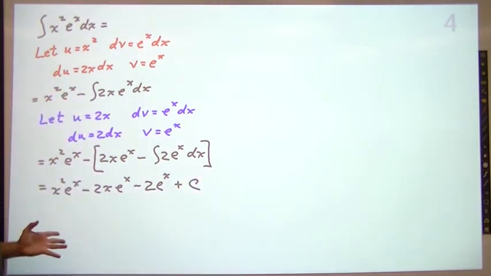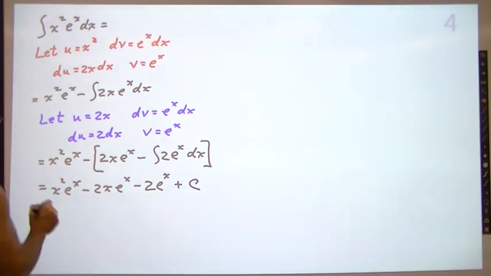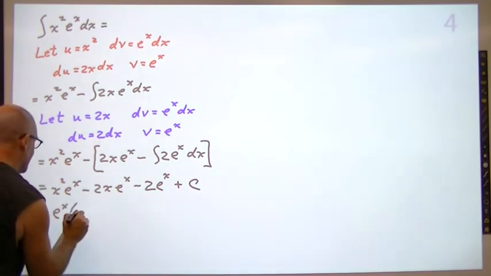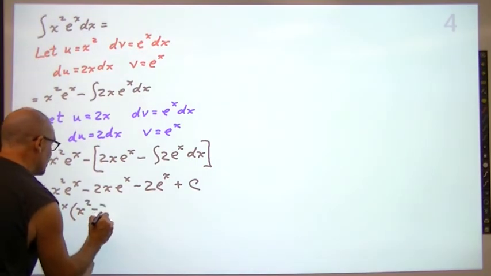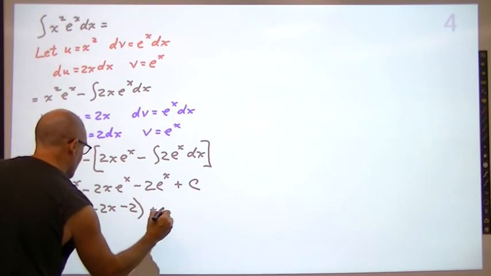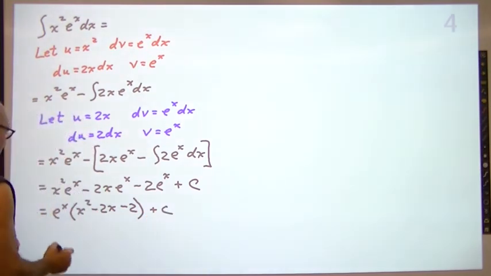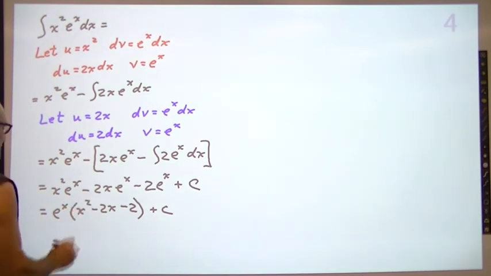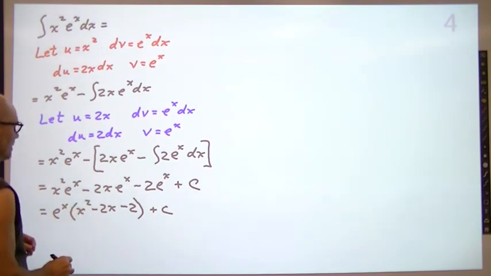That's it. So you could factor your e to the x out. Watch how nice and neat this ends up being. So we've got e to the x times x squared minus 2x plus 2, plus c. And that's it. You can't factor that thing.